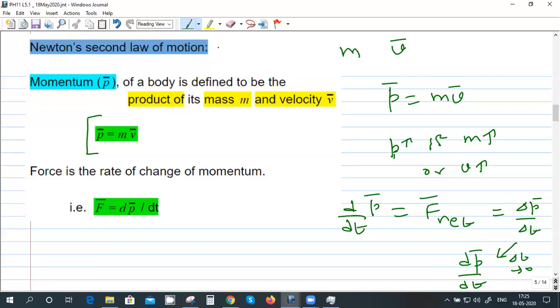Is that clear? Daksh, is it clear? I already told you differentiation, right? Yes, sir. Okay. So the net force acting on a body is the rate of change of momentum.